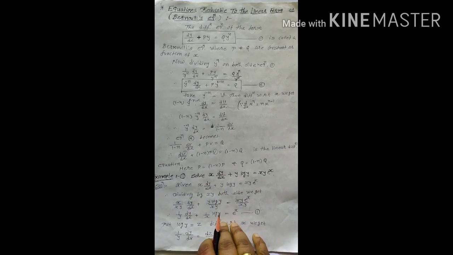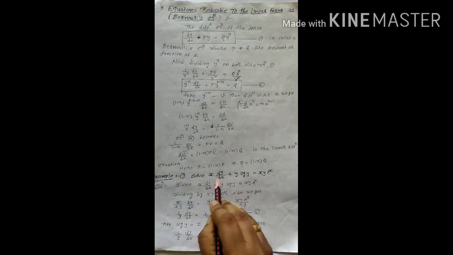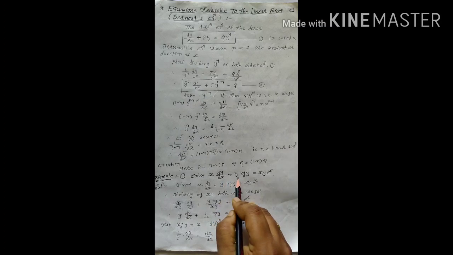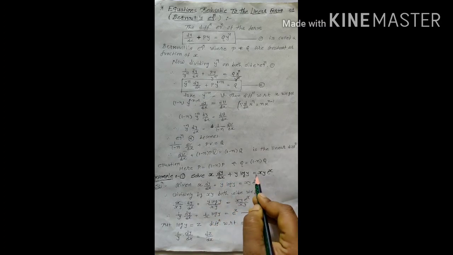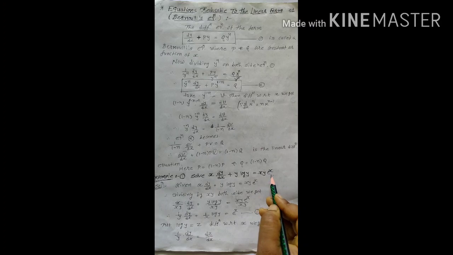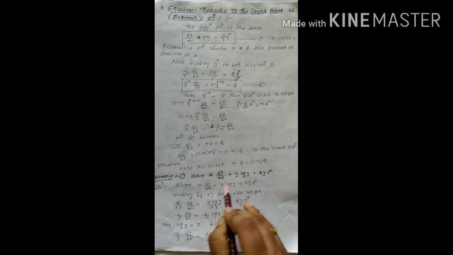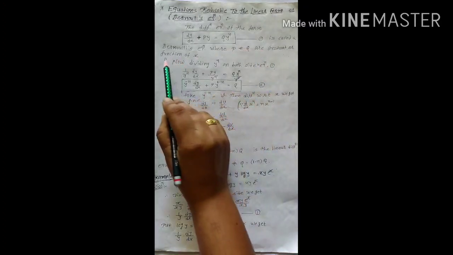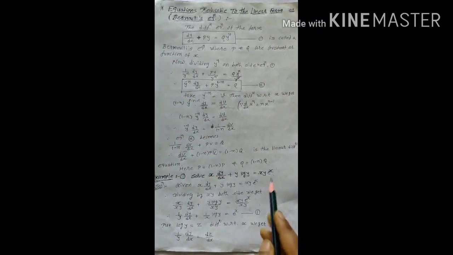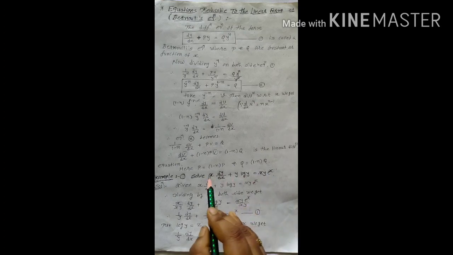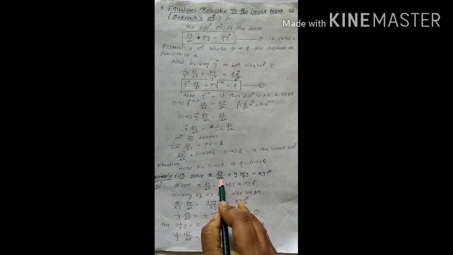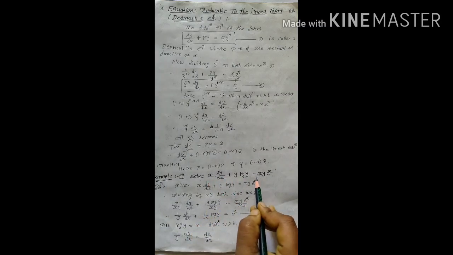Now one example, solve x into dy by dx plus y into log y is equal to xy into e raised to x. Now we know that p and q are constants or functions of only x. Here we are given xy e raised to x, that means y extra. Therefore now here the dy by dx coefficient is x, that means we have to divide by xy.